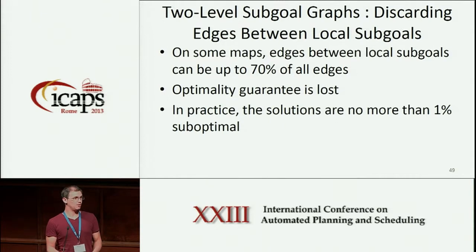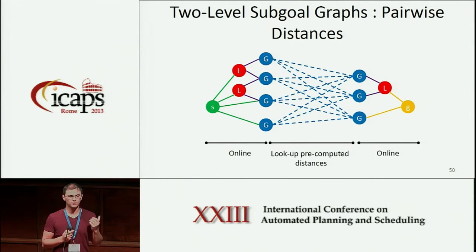Also, in some cases, the local-to-local edges can make up to 70% of all the edges. So they waste a lot of memory, and they are being used very rarely. So we discard these edges, and the optimality guarantee is lost, but in reality, the optimality hit is not that noticeable, and we also have some methods of mitigating this loss. Another improvement is, if we have a manageable number of global subgoals, we can simply compute the pairwise distances between all the global subgoals, and this will help us avoid doing search online.